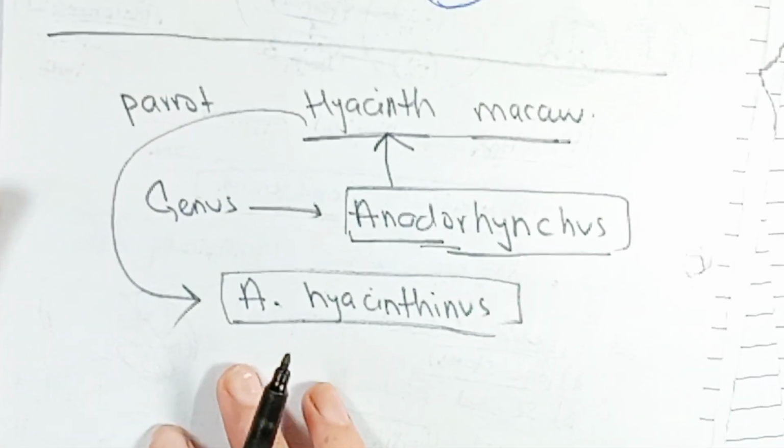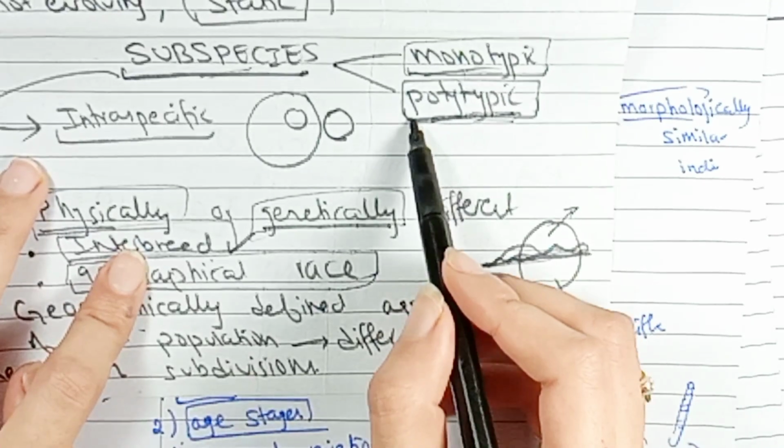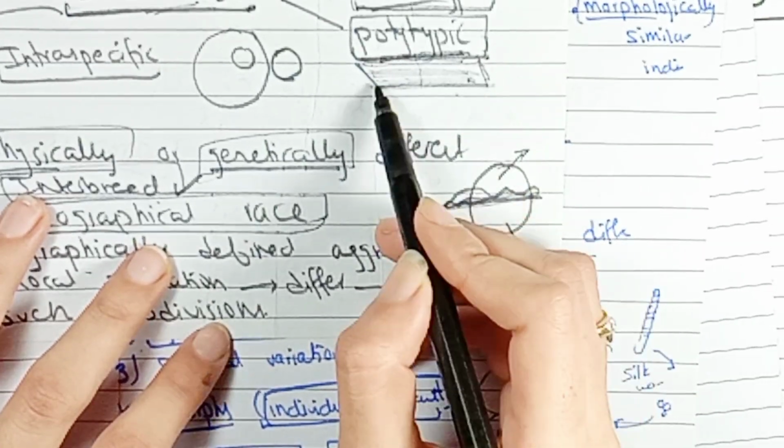So this was the monotypic concept and the subspecies concept. In the next video we will talk about the polytypic species concept, its difficulties in application and the nomenclatural problems.